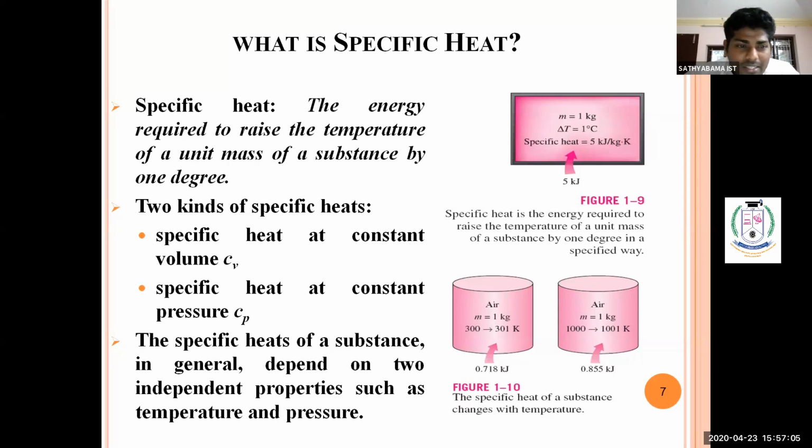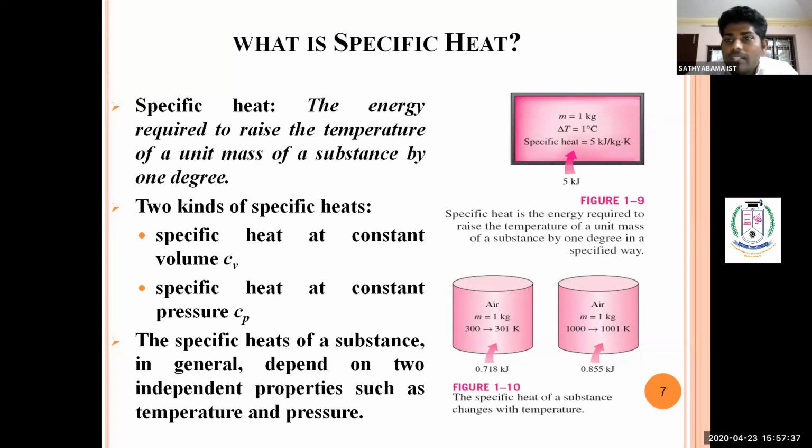So two kinds of specific heats are there. One is specific heat at constant volume, denoted as CV. The other is specific heat at constant pressure, CP. The CP value is 1.005 kilojoule per kilogram Kelvin, and the CV value is 0.718 kilojoule per kilogram Kelvin. Starting from unit 1, we are learning about specific heat at constant volume and specific heat at constant pressure. Now I have to give a common example of specific heat.